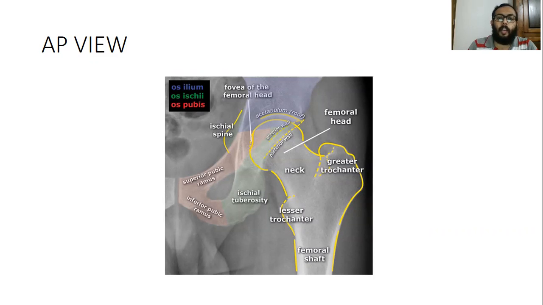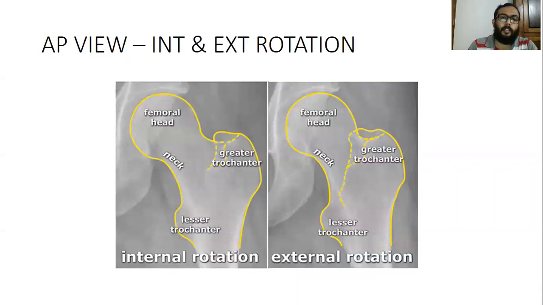Whenever we take a normal AP view X-ray in internal rotation, 15 to 20 degrees internal rotation of the hip, then it is possible to see the neck clearly. Otherwise, in external rotation, the greater trochanter will overlap the neck of the femur, and the visibility of the neck of the femur is less. And in external rotation of the hip, we can see the lesser trochanter more prominent than in the AP view taken in internal rotation. This is the difference of AP view in internal and external rotation.